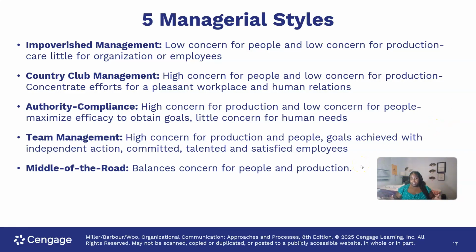But then we have team management. So we have high concern for production and people, and goals are achieved with independent action, committed, talented, and satisfied employees, which is all well and good. This is what we aim for, but it's harder to do because you might have outside factors that impact the business or impact the organization. We have to deal with personalities and make sure everybody's on board. So although this is really great to aim for, it might not be the easiest to do, but it's good to aim for.